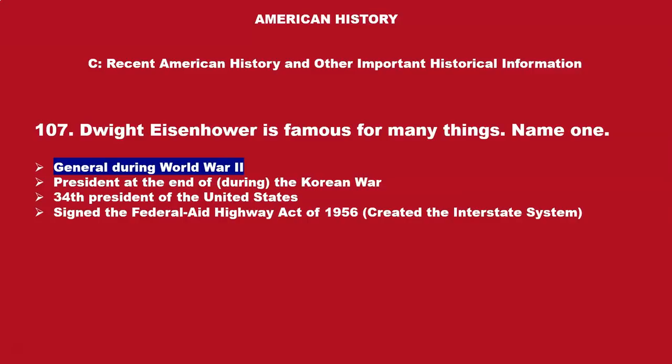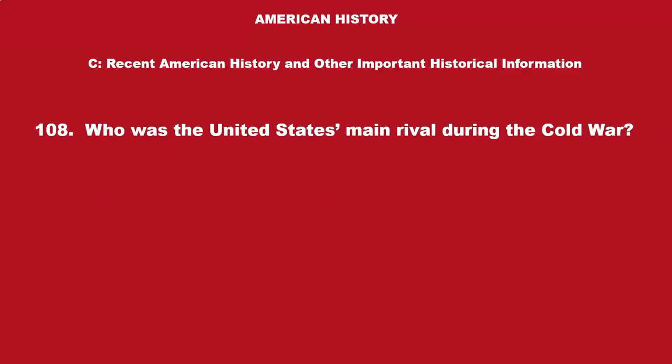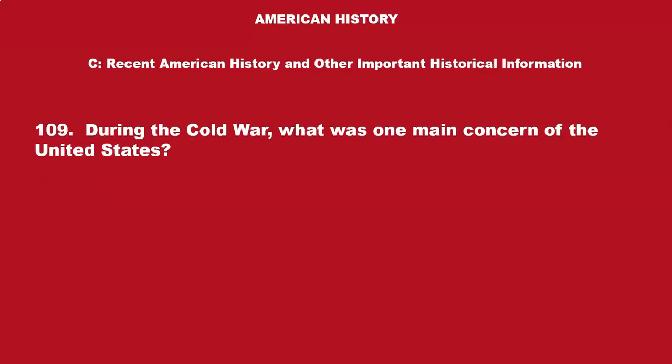Dwight Eisenhower is famous for many things. Name one. General during World War II. Who was the United States' main rival during the Cold War? Russia. During the Cold War, what was one main concern of the United States?